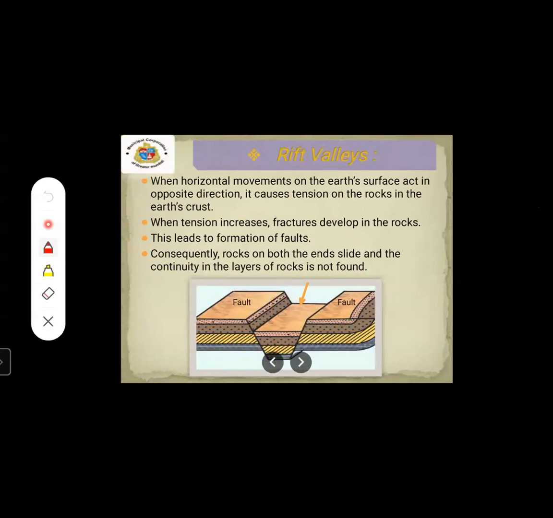Next is rift valleys. Now this is the third form of mountains, that is the rift valley.